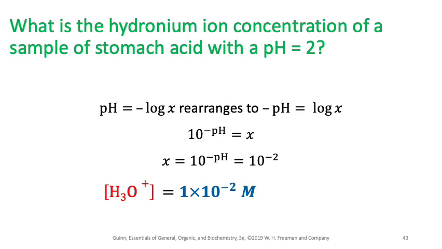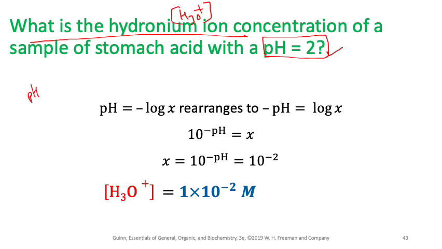Now let's try to do one more problem. What is the hydronium ion concentration, H3O plus, of a sample of stomach acid with a pH of 2? So now we have a different problem. In this problem, the pH is already given for you and it's asking for the hydronium ion concentration. And we know the formula for the pH. pH is equal to negative log of H3O plus. So in this problem, the pH is already given. You have to figure out the hydronium ion concentration. How would I do that?